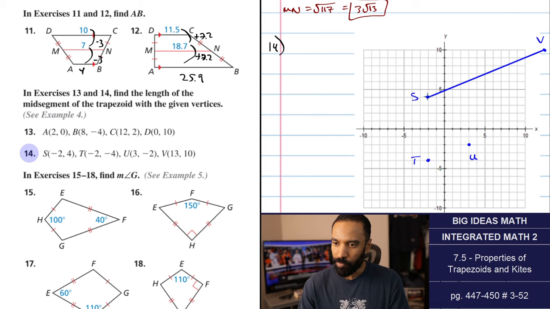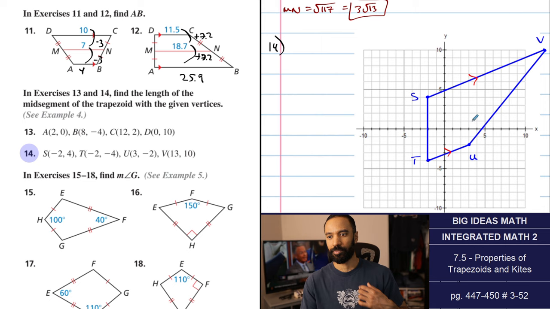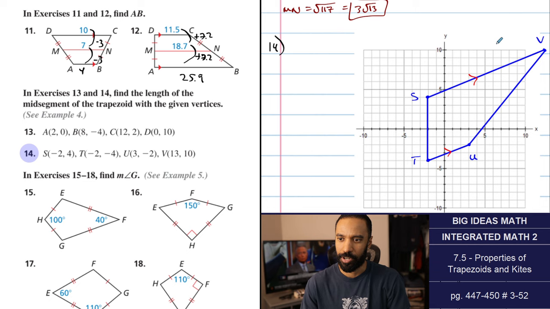What's parallel? Well, T, U, and S, V, I'm going to imagine. Unless I did something wrong. So, I'm going to go more on the midpoint version this time, because I don't want to do that big count and then have to try and simplify that radical. I think that's one reason to do it.